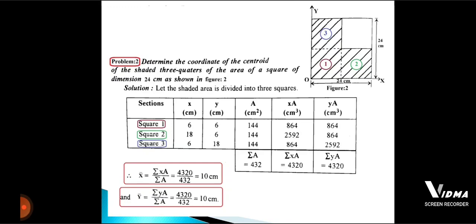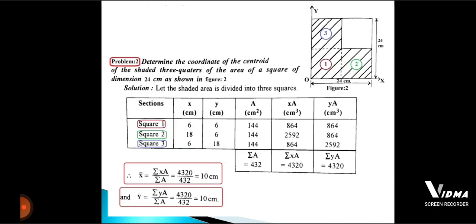Now in problem 2, this is also another composite section. Determine the coordinates of the centroid of the shaded three quarters of the area of a square of dimension 24 centimeter as shown in figure 2. Now in this diagram also there are three shaded areas, that is 1, 2, and 3. These three are squares. So in the same way, first you have to prepare a chart. This is not a symmetry figure, so in this case the x bar and y bar both will be present.